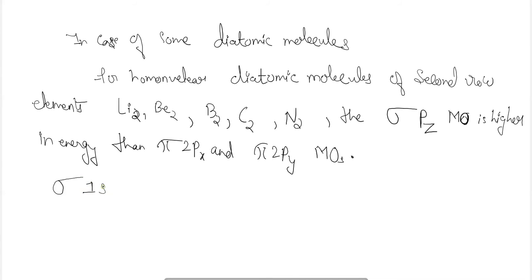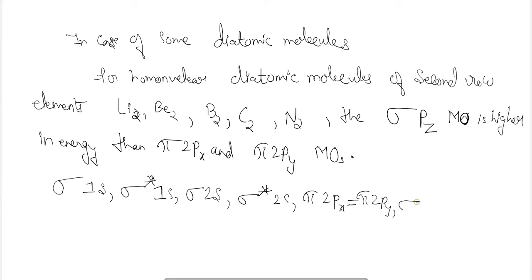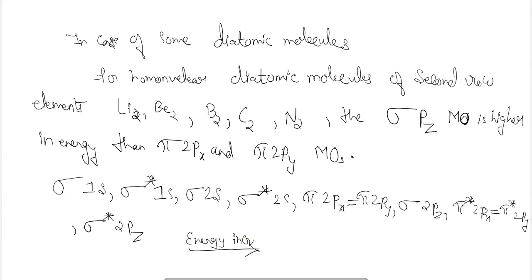In the case of Li2, Be2, B2, C2 and N2, the sequence for the molecular orbitals will be sigma 1s, sigma star 1s, sigma 2s, sigma star 2s, pi 2px equals pi 2py, sigma 2pz, pi star 2px, pi star 2py, sigma star 2pz, and here the energy is increasing. So this is the sequence for the energy levels for dinitrogen, dicarbon, diboron, the second row elements. Generally for the second row elements, this rule is followed.